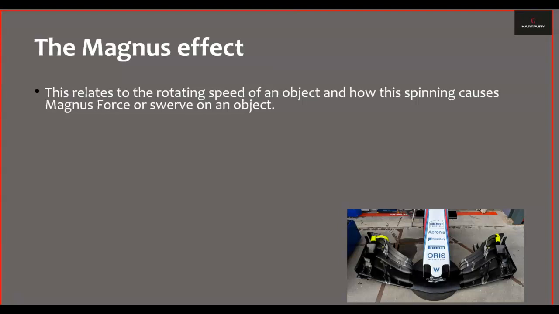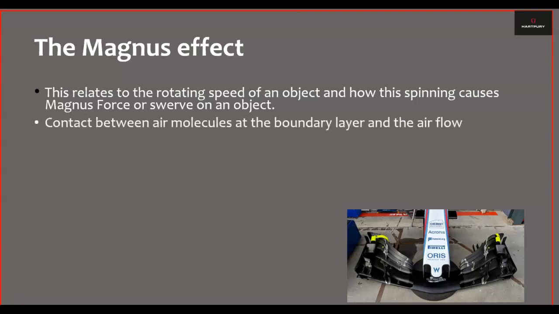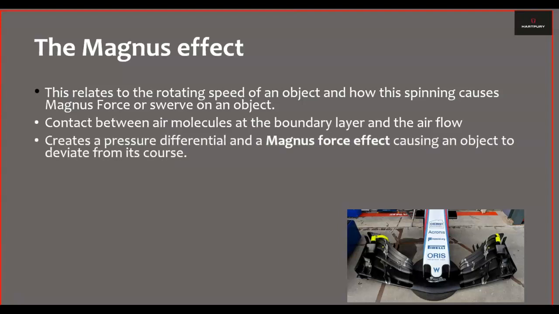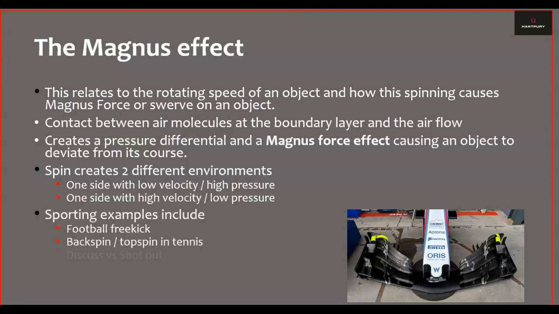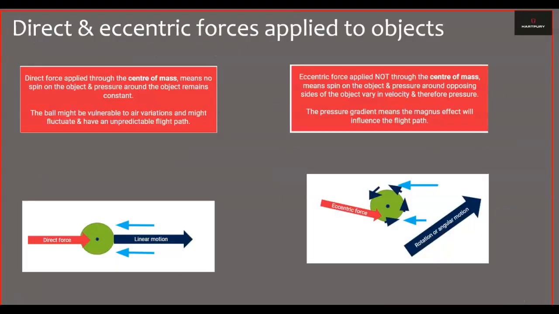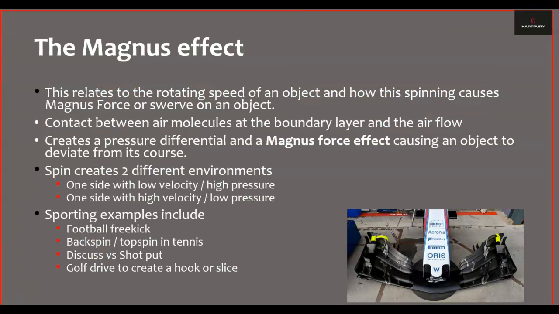So this relates to that rotating speed of an object, or a swerve, and it's the contact between air molecules at the boundary layer and the airflow. It creates that difference in pressure, causing an object to deviate from its course. So spin creates 2 different environments, one side with low velocity and high pressure, and the other with high velocity, low pressure. So including some examples like free kick, backspin in tennis or topspin, discus and shot put. And you can also think about a golf drive to create a hook or slice.